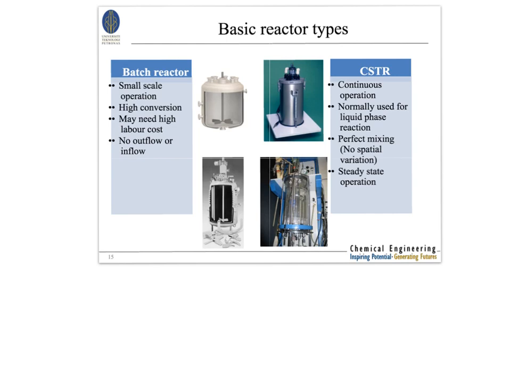Okay, so for the batch reactor, the physical shape is like a tank, but we have a stirring system inside the reactor, and it's not for a continuous process. So this is ideal for high conversion processes with long residence time. Meanwhile, for the CSTR, it also looks similar to the batch reactor, but it has flow in and flow out continuously. So it is used for continuous operation, with perfect mixing, and also runs at steady state operation.